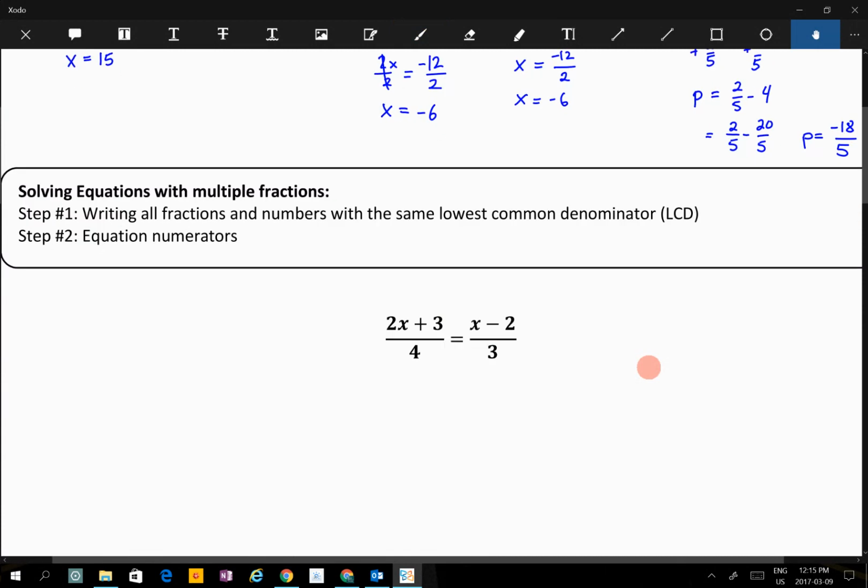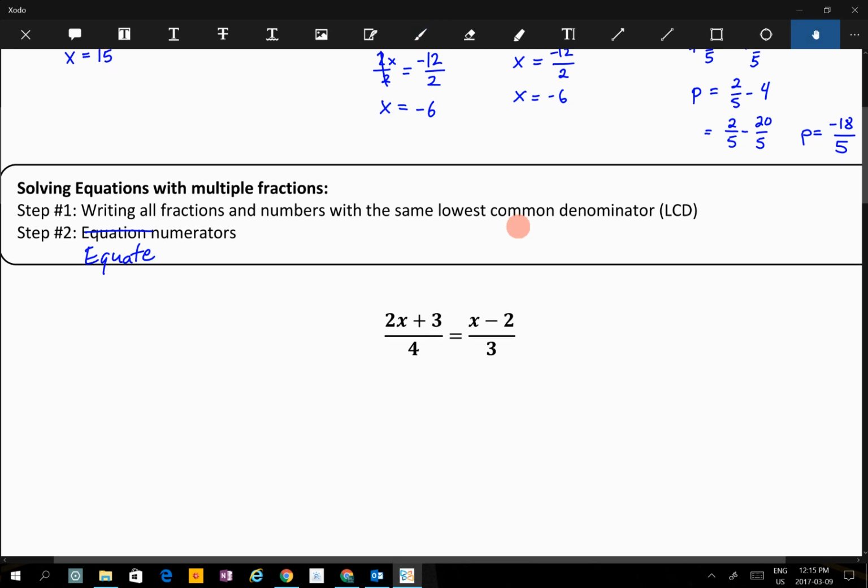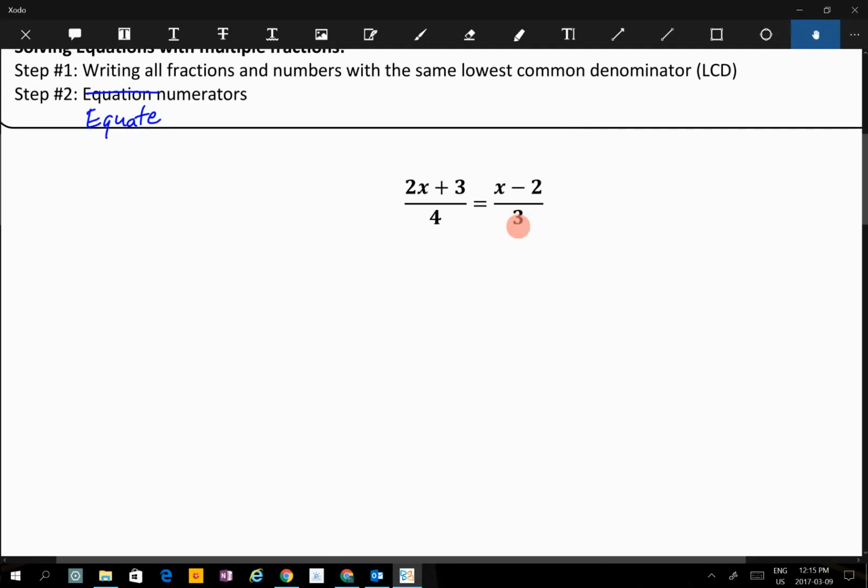So how do we solve equations with multiple fractions? Well, you have 2 steps to do. The first step is to write all the fractions and numbers with the same lowest common denominator. And step 2, we equate our numerators. This should say equating or equate numerators. Now, let's look at this example: 2 fractions, 2x plus 3 over 4 and x minus 2 over 3. The goal is to isolate this x.